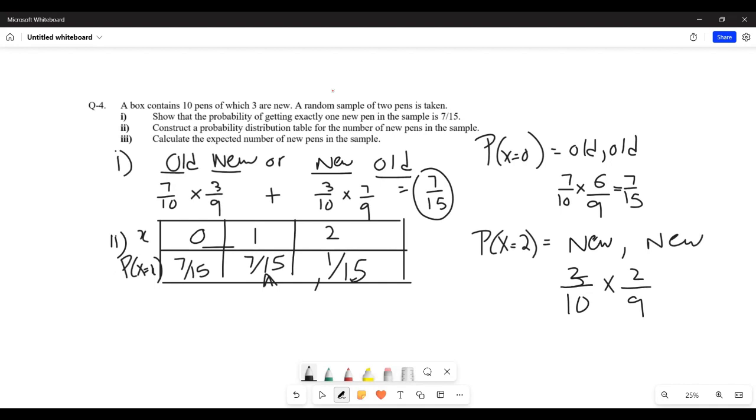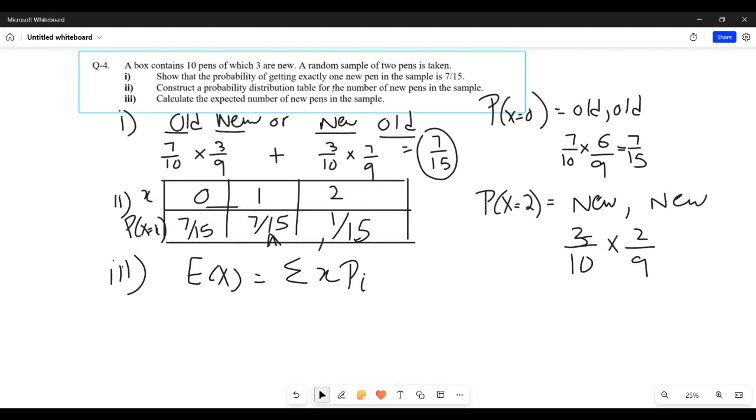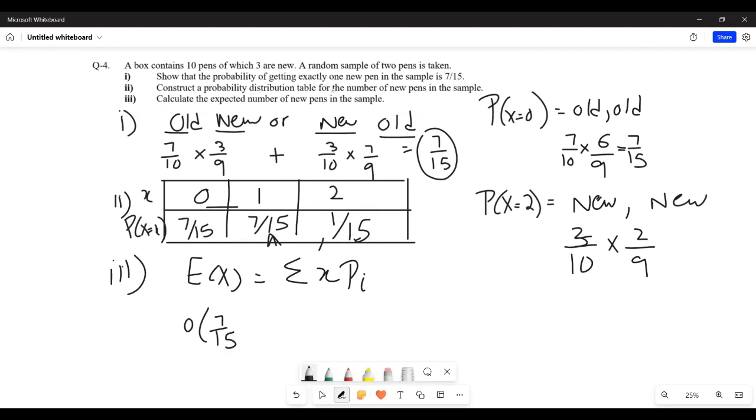Part 3, calculate the expected number of new pens in the sample. So we have to find the expected value. What is the expected value formula in a probability distribution? It's just summation x times p_i. 0 times 7 by 15 plus 1 times 7 by 15 plus 2 times 1 by 15, which is going to be 3 by 5.